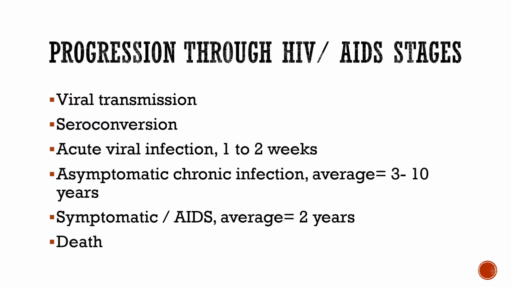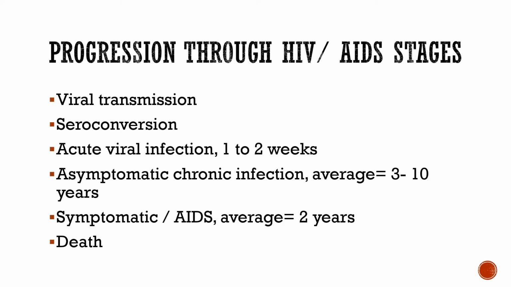So then how do we progress from HIV to AIDS? There is viral transmission, we talked about that. Then there is the seroconversion, and we talked about that, where I am replicating the virus in my body. Acute viral infection will show itself in 1 to 2 weeks. Asymptomatic chronic infection will average 3 to 10 years.